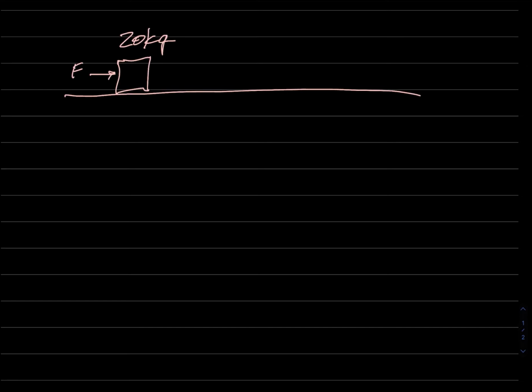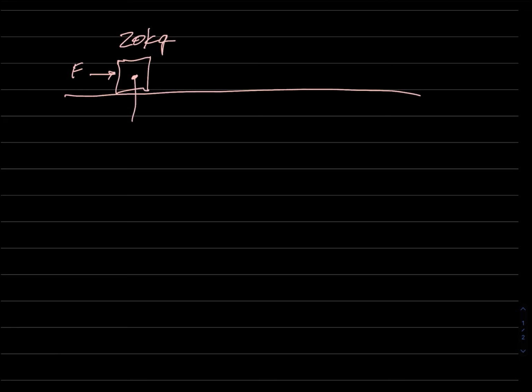Let's say you have a box, a 20 kilogram box, on the floor of your kitchen. And you apply a force to the box. You put your finger on it and press lightly. Well, nothing happens. The box doesn't move. But what's going on? What is the free body diagram for this box?